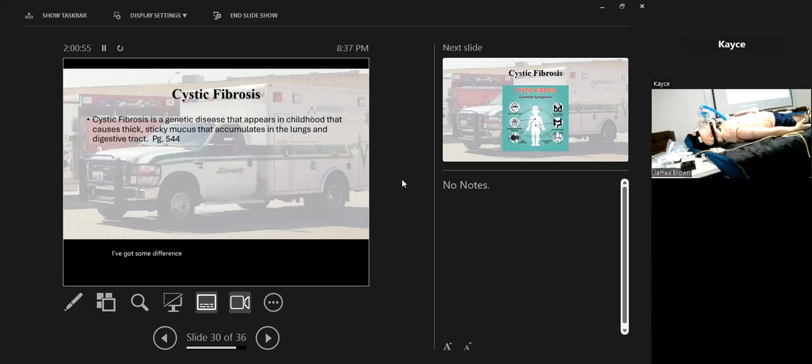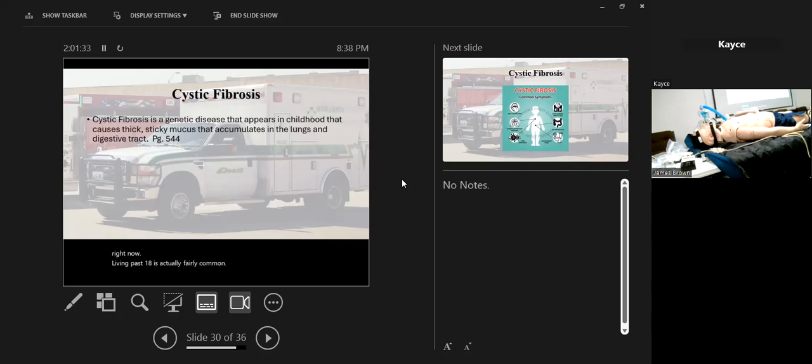All right. So cystic fibrosis is a genetic disease that occurs in childhood and causes thick, sticky mucus to accumulate in the lungs and the digestive tract. It used to be that if a child was diagnosed with this, they didn't live to adulthood. With the new treatments out there right now, living past 18 is actually fairly common.